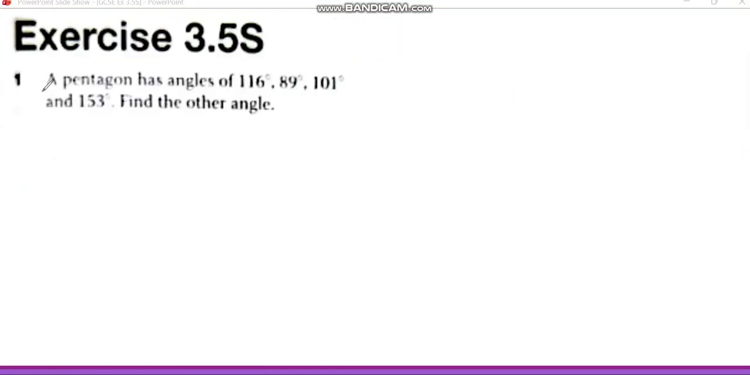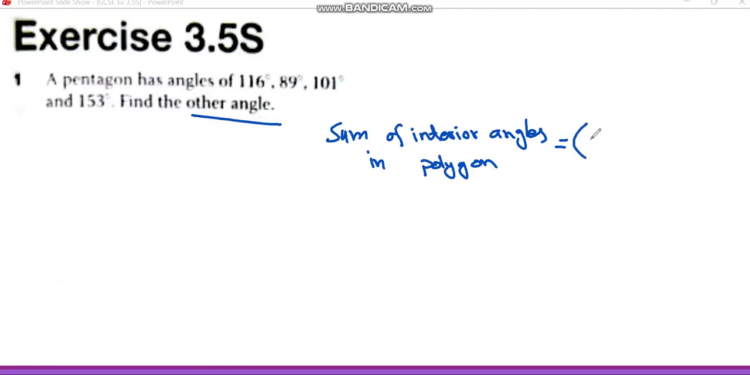In question number 1, it says a pentagon has angles of 116 degrees, 89 degrees, 101 degrees, and 153 degrees. Find the other angle. In a pentagon, definitely there are 5 angles, and we have to find the remaining angle size. For that purpose, first we need to find the sum of all angles. We must know the formula for the sum of interior angles in a polygon, which is n minus 2 times 180. Here n represents the number of sides.